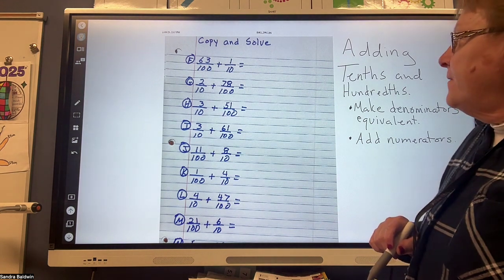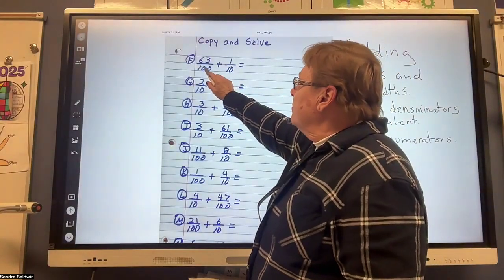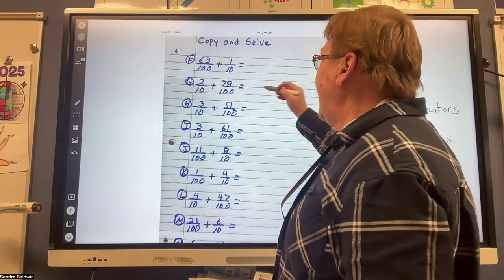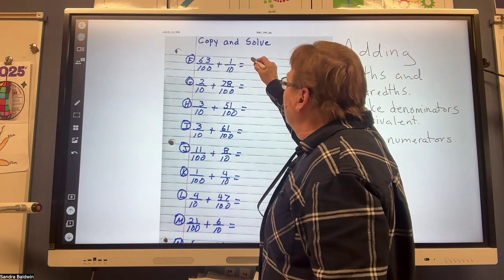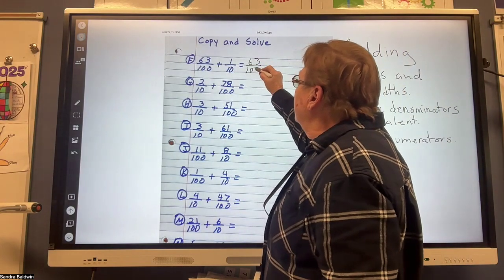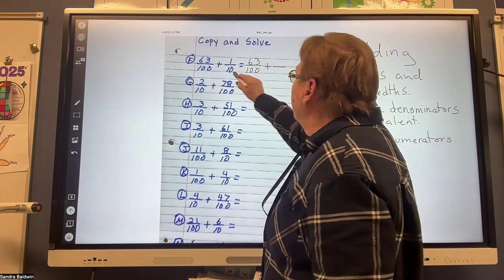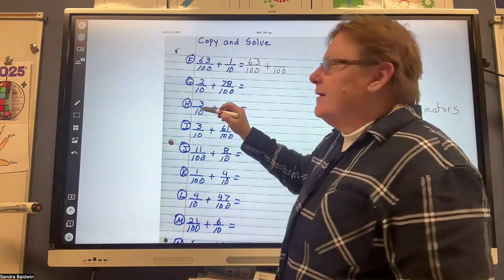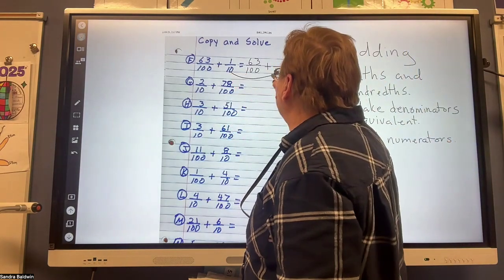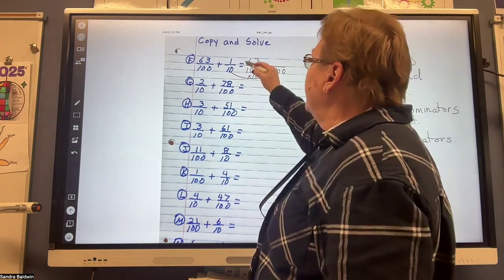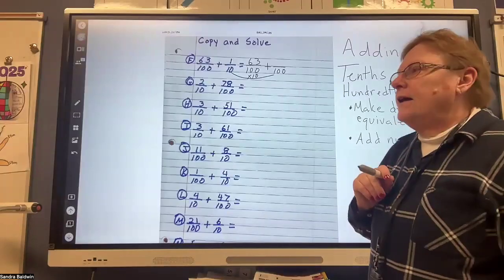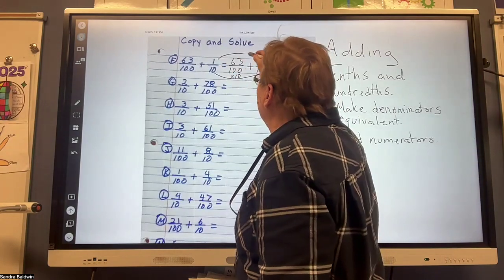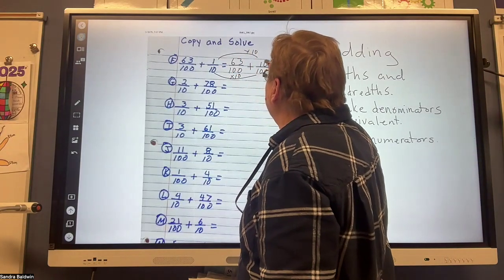So for problem F, I'm going to make the denominators 100. They have to be the same in order for me to be able to add them. So I'm going to rewrite the problem. 63 hundredths plus, I need to make this denominator 100. The way that I do that is I multiply it by 10. If I multiply this by 10, 10 times 10 is 100. I have to do the same thing to the numerator. It's a rule. So do 1 times 10, which is 10.